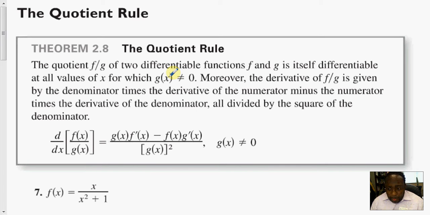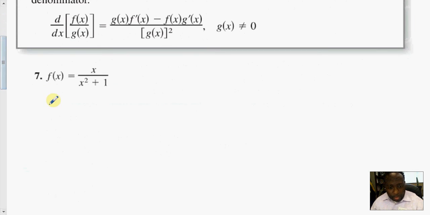So that's how we do that. It is this derivative for the quotient. It is the derivative of the numerator times your denominator minus the numerator times the derivative of the denominator all over the denominator squared. Considering that, let's look at this problem.